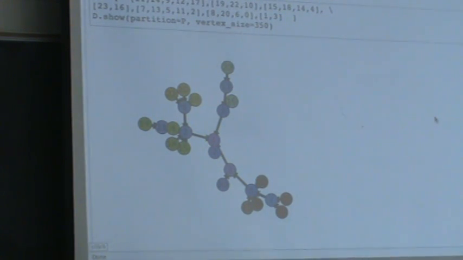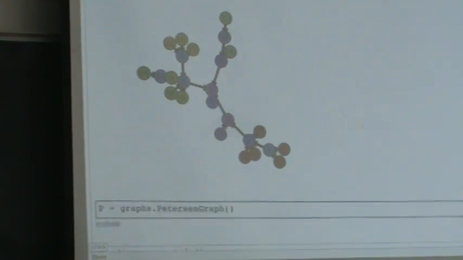But you can sort of see, if it weren't for the sunlight, you could see better that these are split up into colors and that no edge contains two vertices of the same color. So that's called a graph coloring. So that's one of the things that you might want to look at when you're studying graphs.